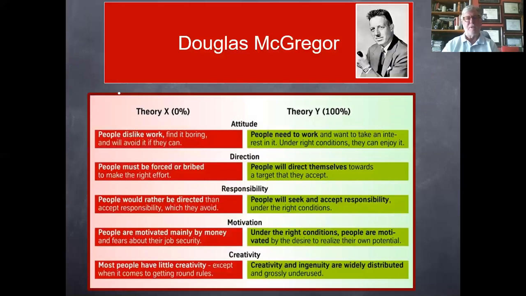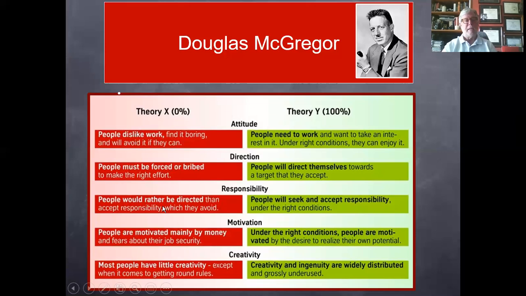One of my favorites is Douglas McGregor, and I just touched on him very briefly at the end of our last session. He had examined the way managers see employees, and he had divided managers into two categories. One was the Theory X type of manager, which basically believed the following. You see these are in categories of attitude, direction, their approach to responsibility, motivation, and creativity. Over on the left-hand side, in those categories, you see people dislike work. They find it boring, and they will avoid it if they can. McGregor thought these types of managers believe people must be forced or bribed to make the right effort.